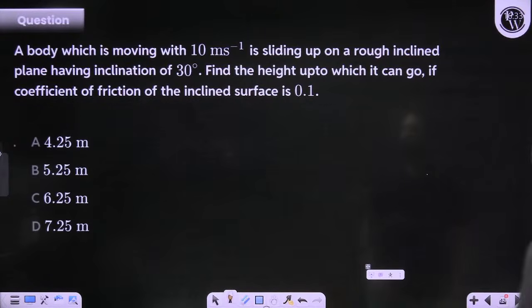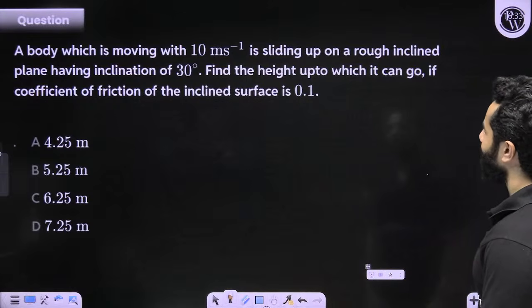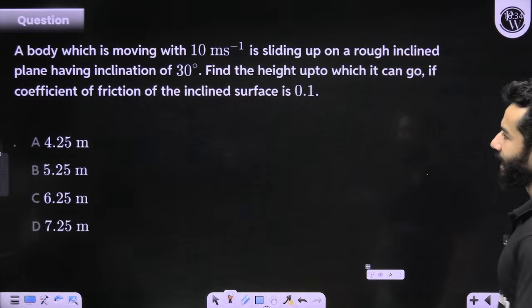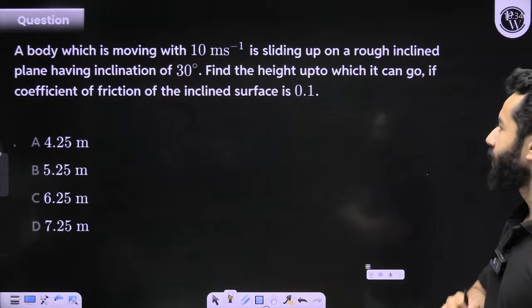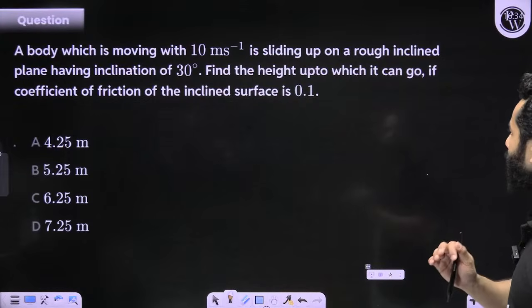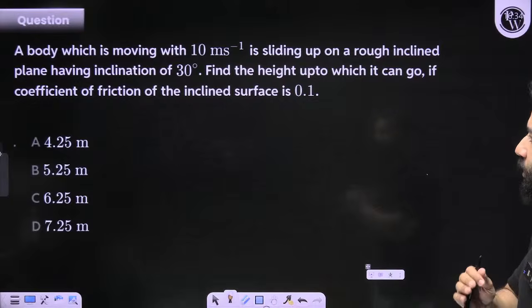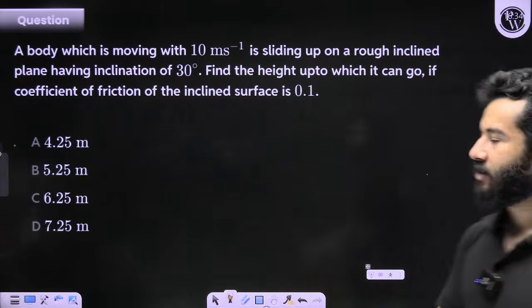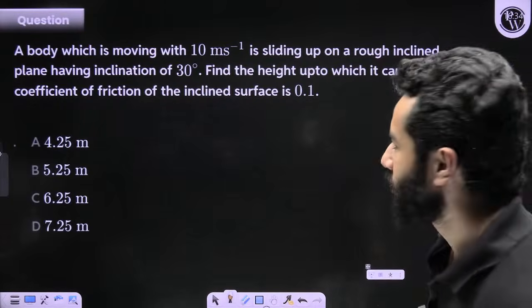A body which is moving with 10 meter per second is sliding up on a rough inclined plane having an inclination of 30 degree. Find the height up to which it can go if the coefficient of friction of the inclined surface is 0.1. Come on, let's do this problem.